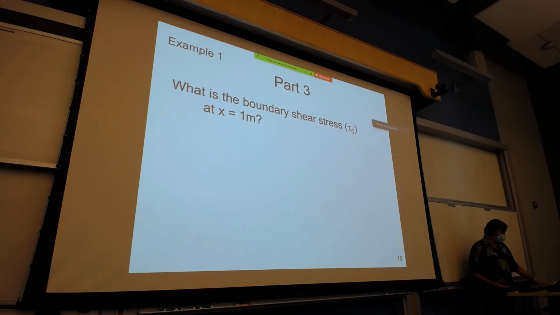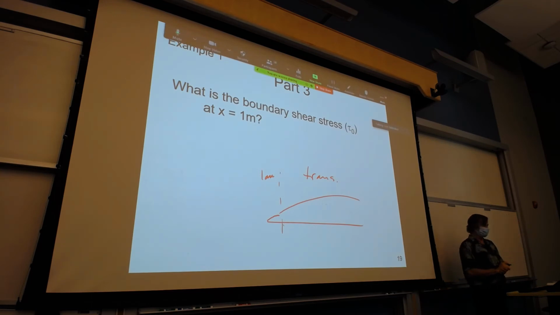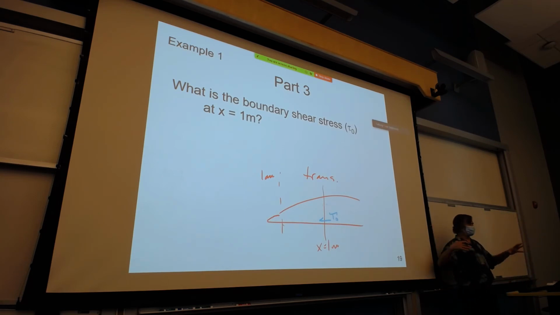Okay, so that was just part 2. Part 3, and again, this is all in the handout for today. Part 3 is, what's the boundary shear stress, tau 0, at x equal to 1 meter. So again, what we have is this plate, and if I put it in perspective, this is the laminar, and this is the transition. The laminar is only over the first 0.13 meters of the plate. And so the question is, at 1 meter, what is the shear stress at that location?